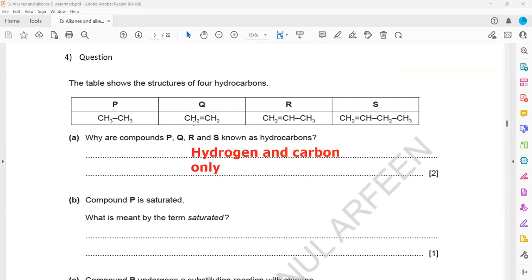Compound P is saturated. What is meant by the term saturated? Saturated hydrocarbons are those whose molecules have all single carbon-carbon covalent bonds. Good. So they have a single carbon-carbon covalent bond, or a single bond within the structure. That's why they are known as saturated. This saturated does not refer to solubility. It refers to the presence of single bonds.